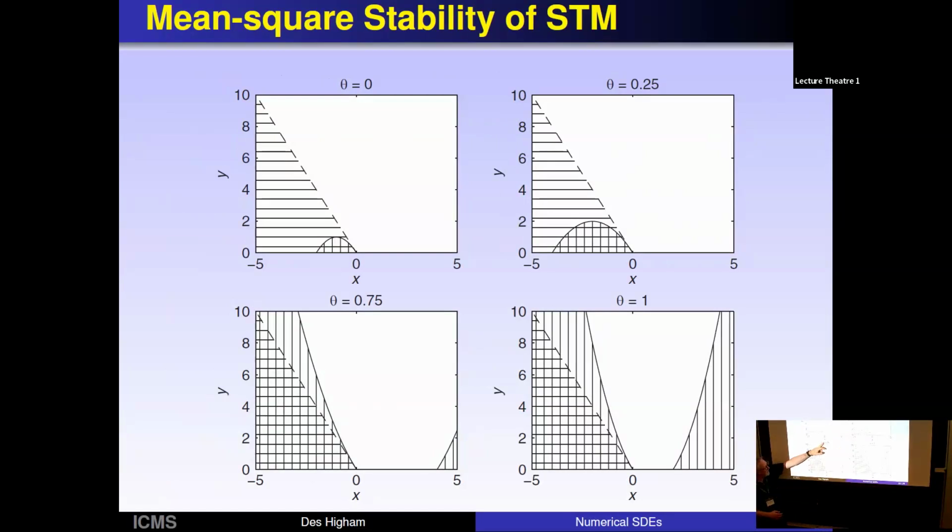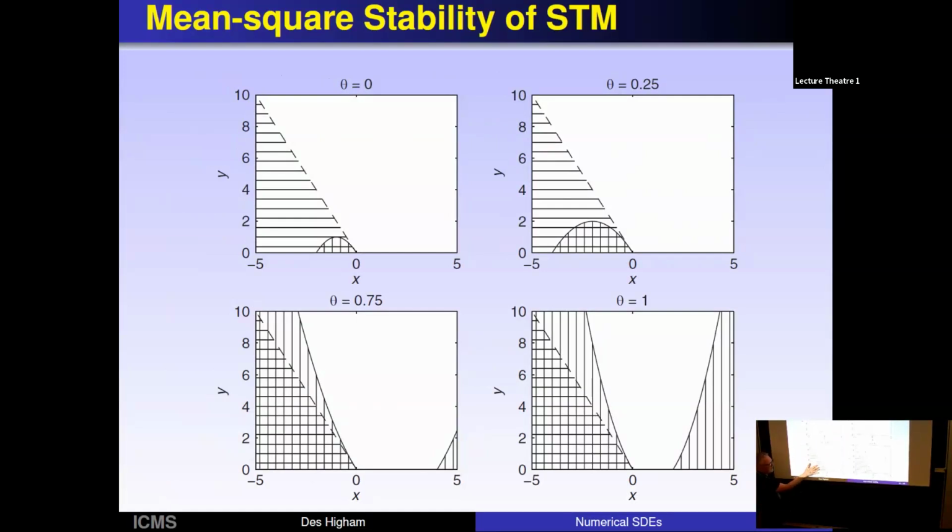When theta gets bigger than a half, it's trying too hard now. It's overstable, and we get this happy parabola, which always meets the origin. So underneath this arc of the parabola is where the method is stable, and it includes the wedge.